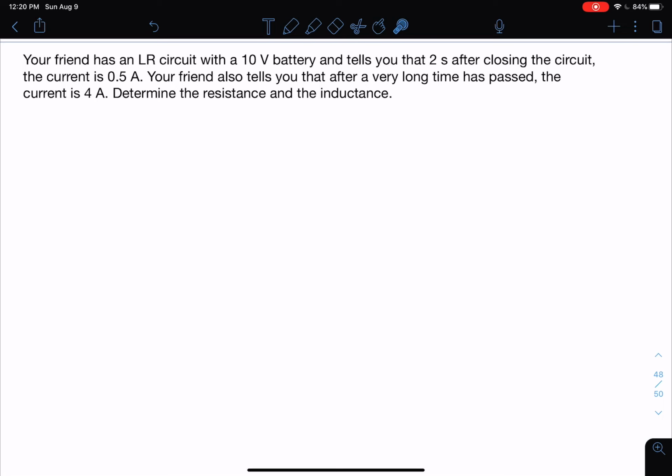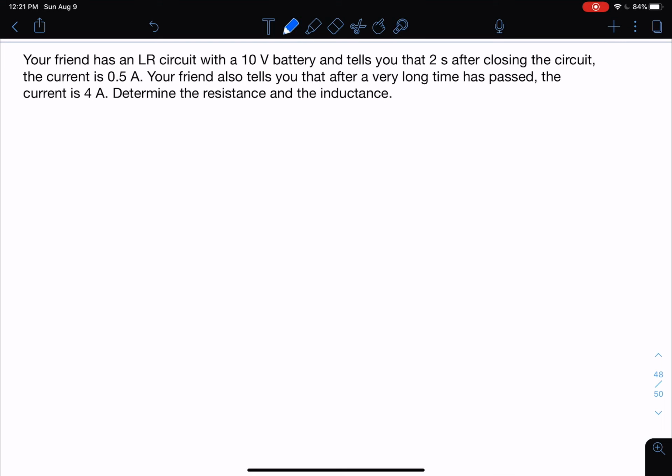Okay, so let's start with this opening statement that tells us we have a 10-volt battery. And additionally, it tells us that after a very long time has passed, the current is 4 amps. Now, remember that in an LR circuit, the current behaves asymptotically. So that means after a very long time has passed, we expect the current to essentially be at the max current. So that tells me that this 4 amps is the max current.